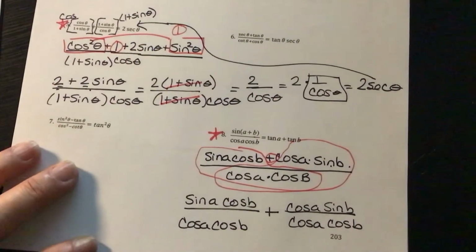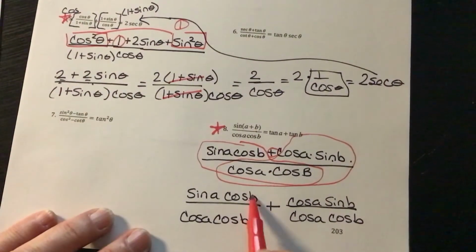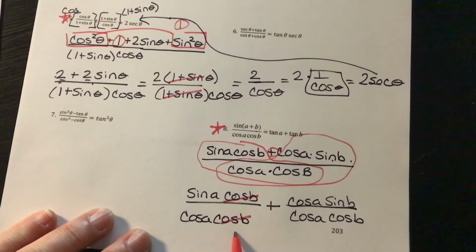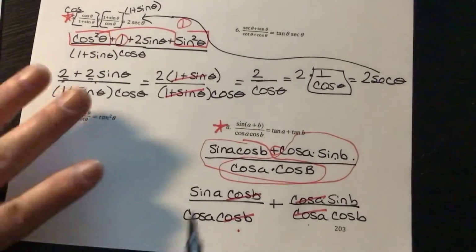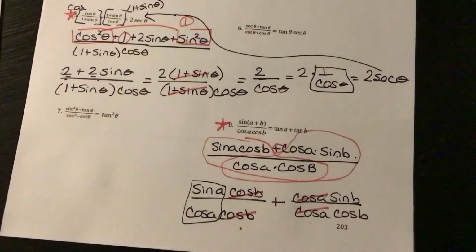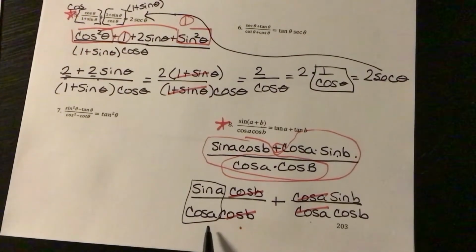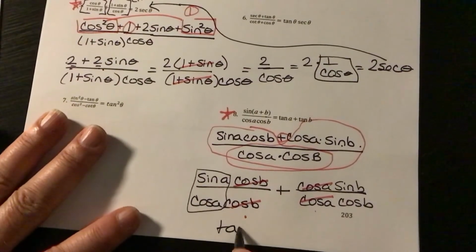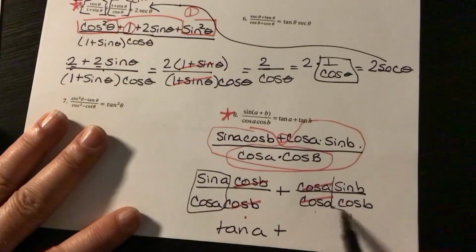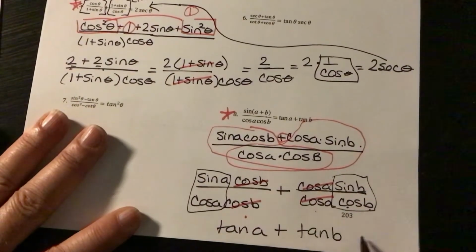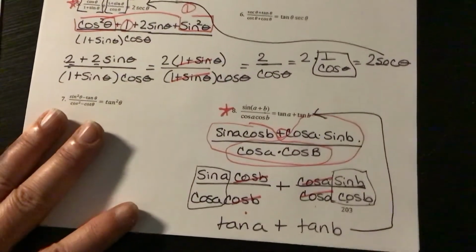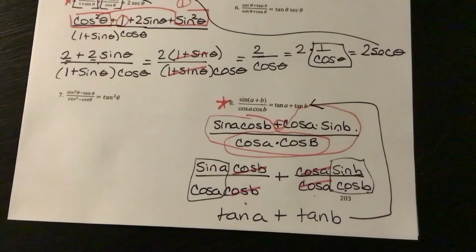And when I do that, I will be able to cancel cosine B on top and bottom. And here I will be able to cancel cosine A. With what's left here, I'll have sine A over cosine A. Now that's just tangent of A. And over here, I have sine B over cosine B, which is tangent of B. And that's what I want to end up with. All right, next page.